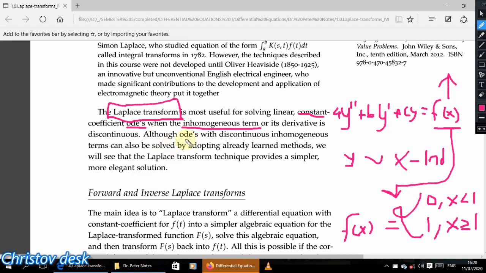So although ODEs with discontinuous inhomogeneous terms can also be solved by adapting already learned methods, we will see the Laplace transform. Even if this is discontinuous, there are other methods that can solve it, but it seems that if you have constant coefficients, the Laplace transform works much better. Okay, so we will see that the Laplace transform technique provides a simpler, more elegant solution.